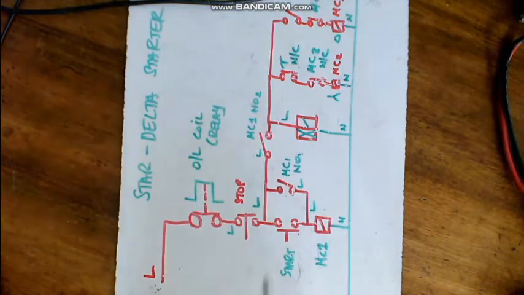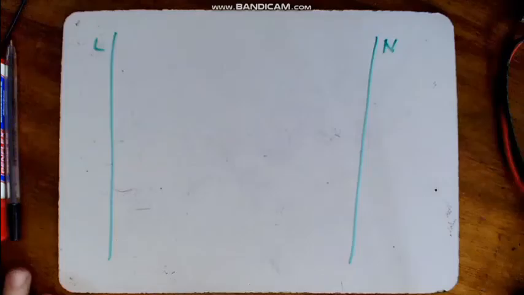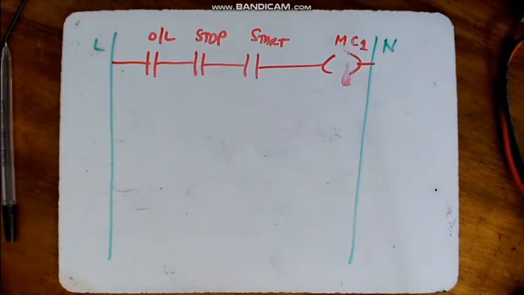See if you can do it by flipping it this way and following what is happening between the live and the neutral, drawing them between the live and the neutral, following what you already have here. See if you can do it. Right, first step, we have live and neutral. We need an overload, a stop, a start, and motor contactor 1. Right, there we have it. That was our first line. Don't forget, we need to add in the latch.